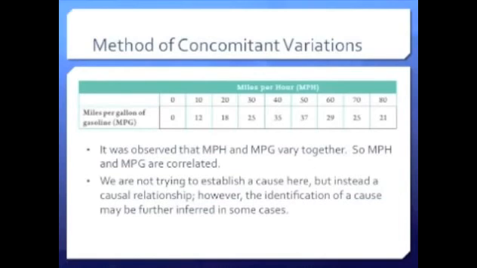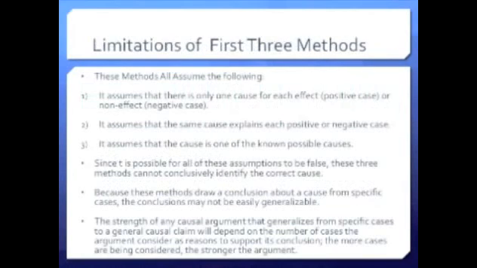This concludes our discussion of Mill's 5 methods of identifying causes or causal relationships. Let us now discuss some limitations that these methods may have. When you employ any of these 5 methods, you need to keep the following in mind. First, all 5 of Mill's methods assume that there is only one cause for each effect or non-effect, that the same cause explains each positive or negative case, and that the cause is one of the known possible causes. Since it is possible for all these assumptions to be false, these methods cannot conclusively identify the correct cause.